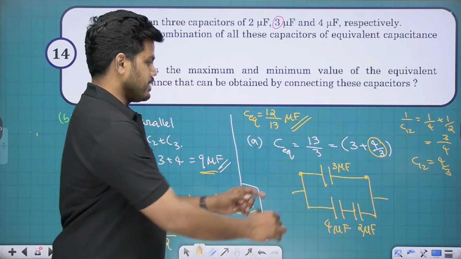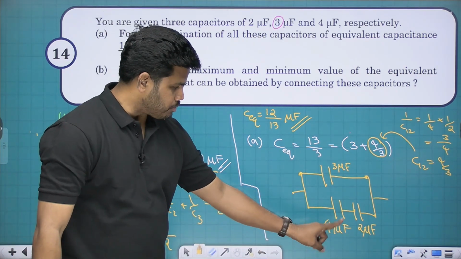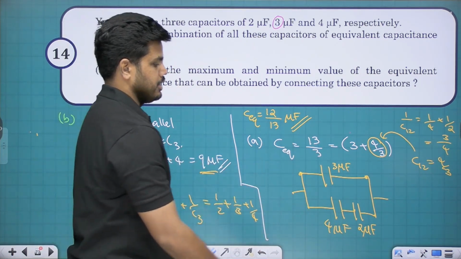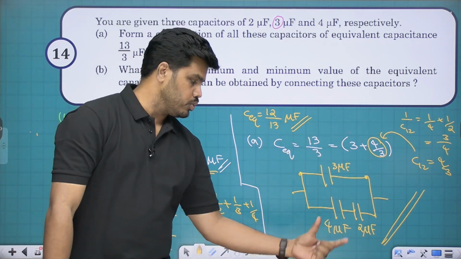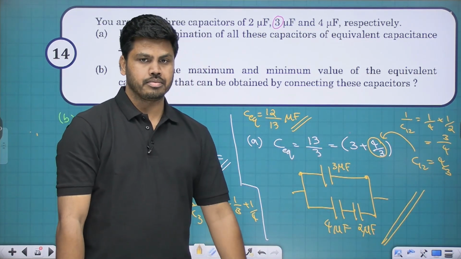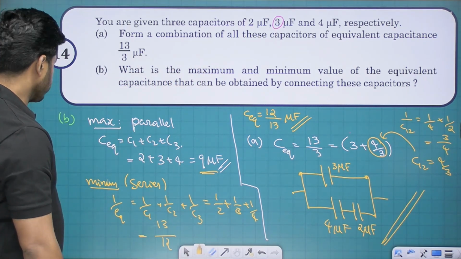Good. As expected, C12 is 4 by 3 only. Now 3 microfarad plus 4 by 3 will give you 13 by 3. So this is the combination. You have to connect 3 microfarad parallel to the series combination of 4 and 2. Then you will get 13 by 3 microfarad capacitance.